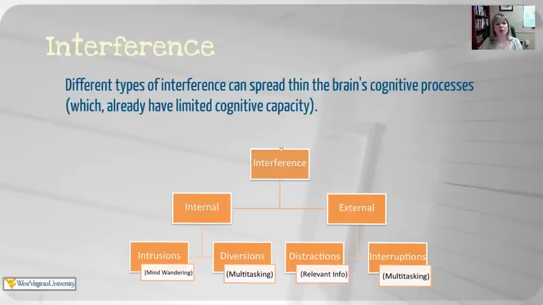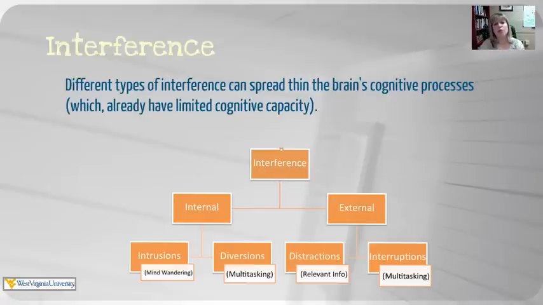Diversions also, right? But this is more something that you want to do, like goal-directed diversions, things that you want to think more about, that might not necessarily be on task, but are still internally motivated, where you want to multitask these ideas.